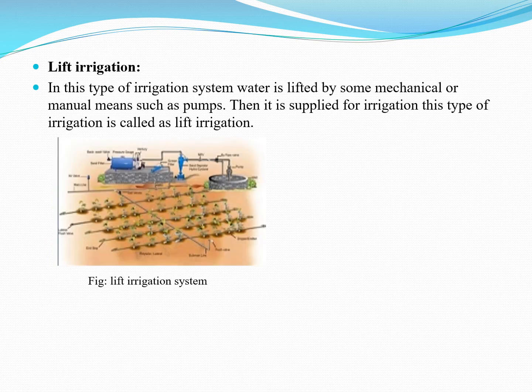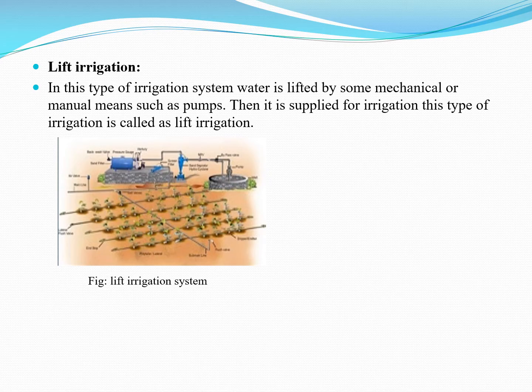The next type is lift irrigation. By the word lift, you can understand the definition. In this type of irrigation, the water is lifted with the help of mechanical as well as manual arrangements like pumps. Using the water from wells and tube wells to water the crops at higher levels are examples of lift irrigation systems.